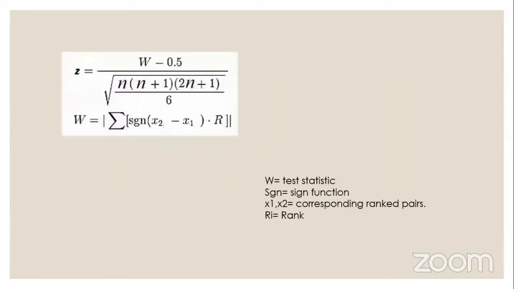This is the formula for the large sample. That means in the case of large samples, we will use this formula. Here W is the test statistic, SGN is the sign function, X1 and X2 are the corresponding ranked pairs, and Ri is the rank. So there are different formulas for small as well as large samples. In the case of a large sample, we have to find the Z value in W. Then in the case of small samples, we will find the T value.